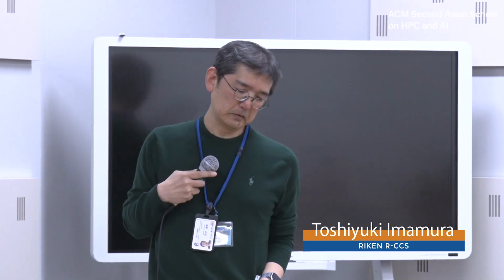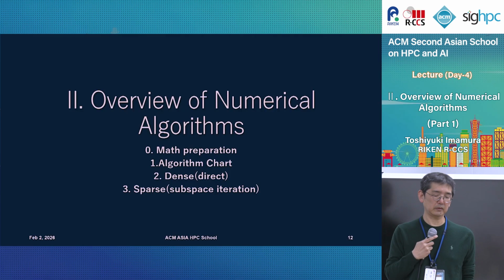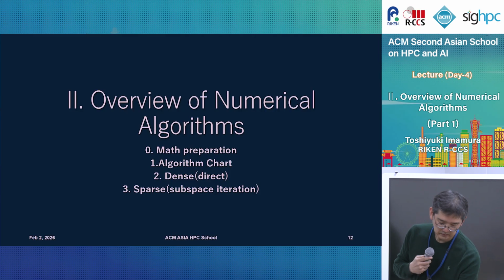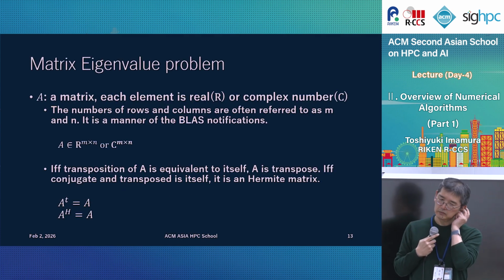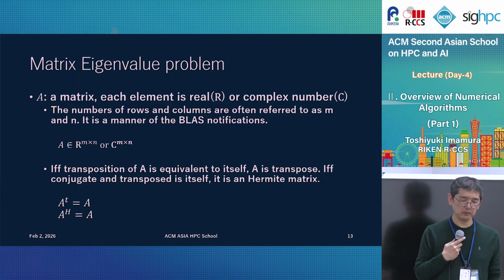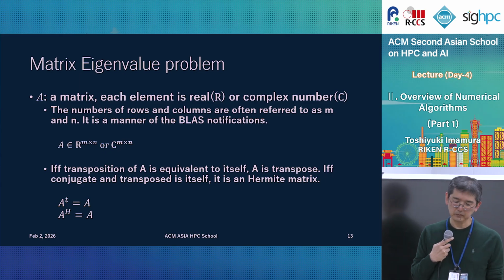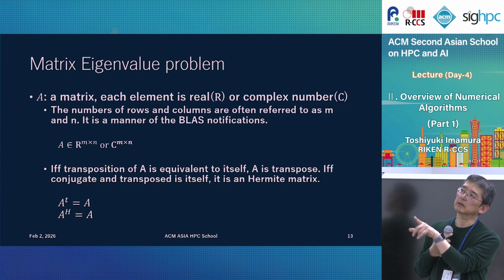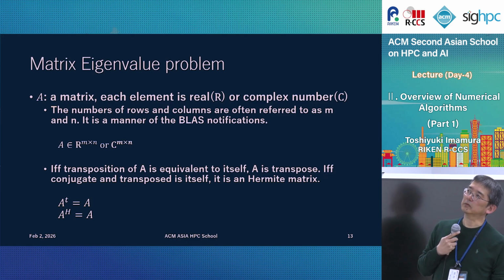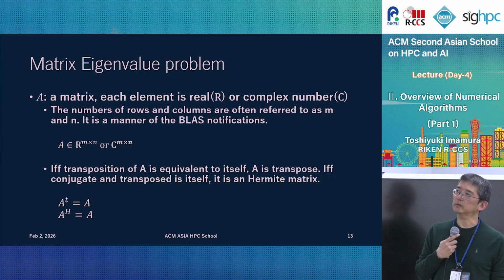Let me start the second part of my lecture. I'm going to focus on the numerical algorithm for the eigenvalue problem. First, we should start with the mathematical notation. I always use the capital A. This is always a matrix to be diagonalized, or for which we solve the eigenproblem.